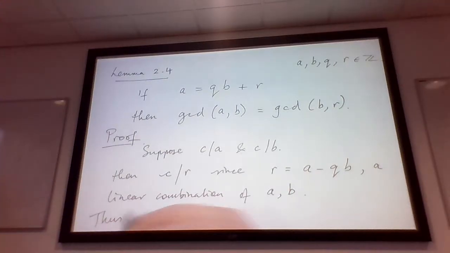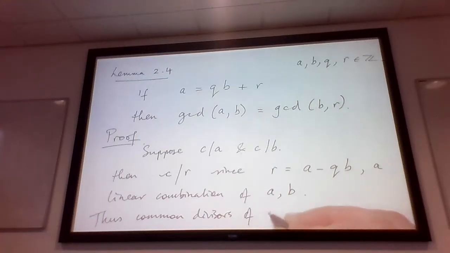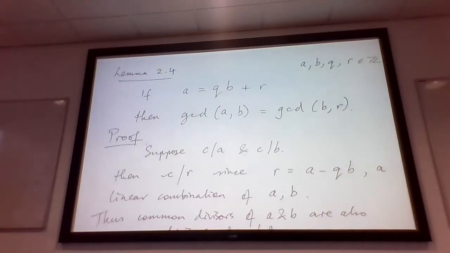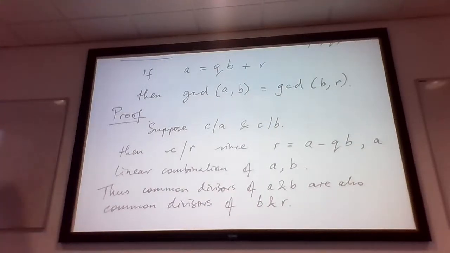Thus, common divisors of A and B are also common divisors of B and R. So all the numbers that are common divisors of A and B, those same numbers are also common divisors of B and R, if it's the case that A equals QB plus R.